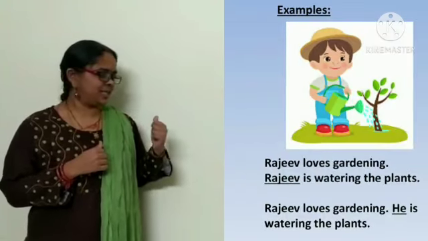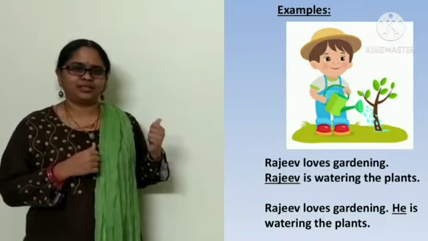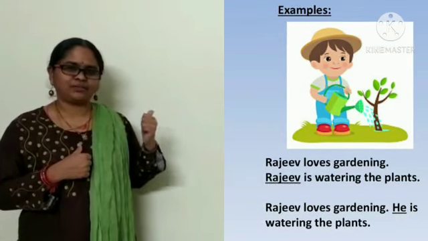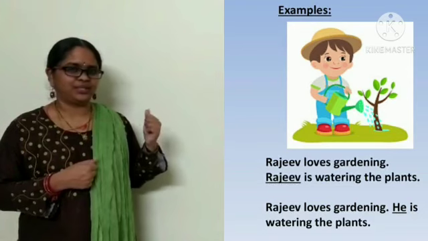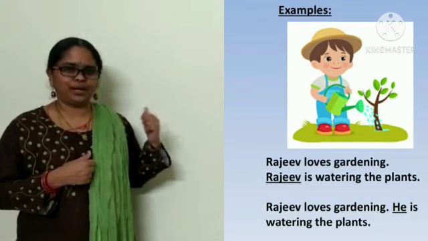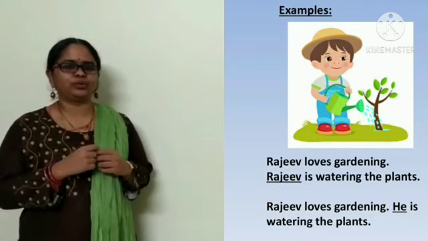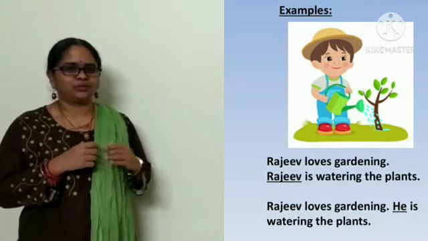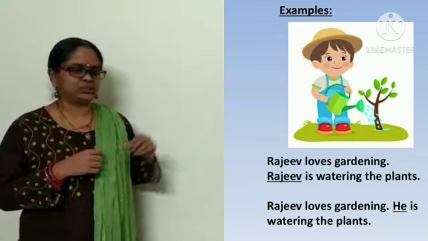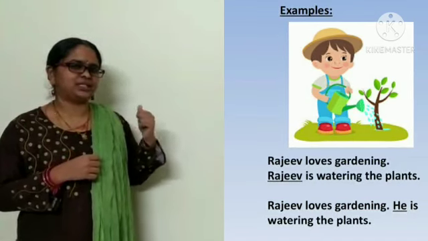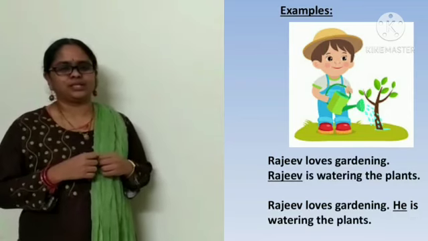Now let us see this example. Here in this picture you can see one boy. Yes. So Rajiv loves gardening. Rajiv is watering the plants. So here we are telling two sentences about Rajiv. So below that you have two more sentences. You can see Rajiv loves gardening. He is watering the plants.